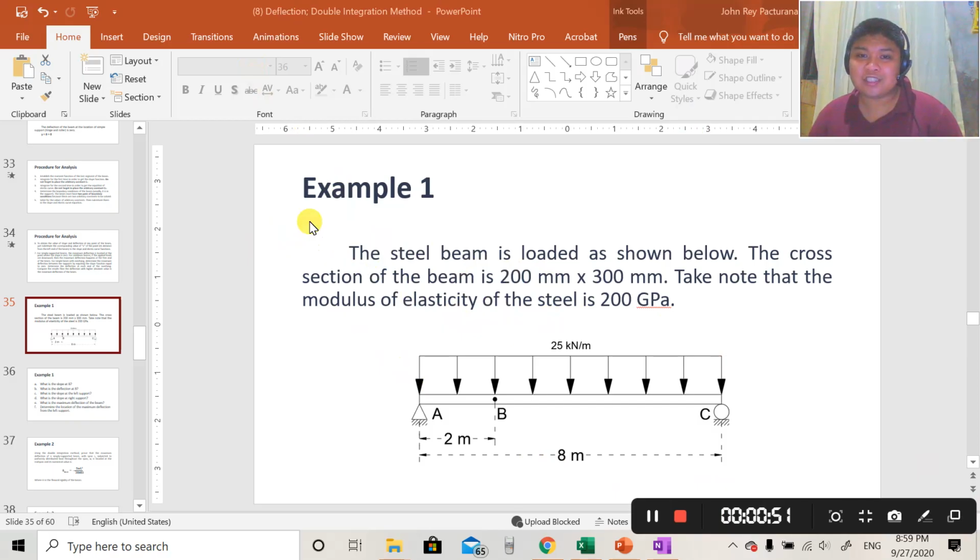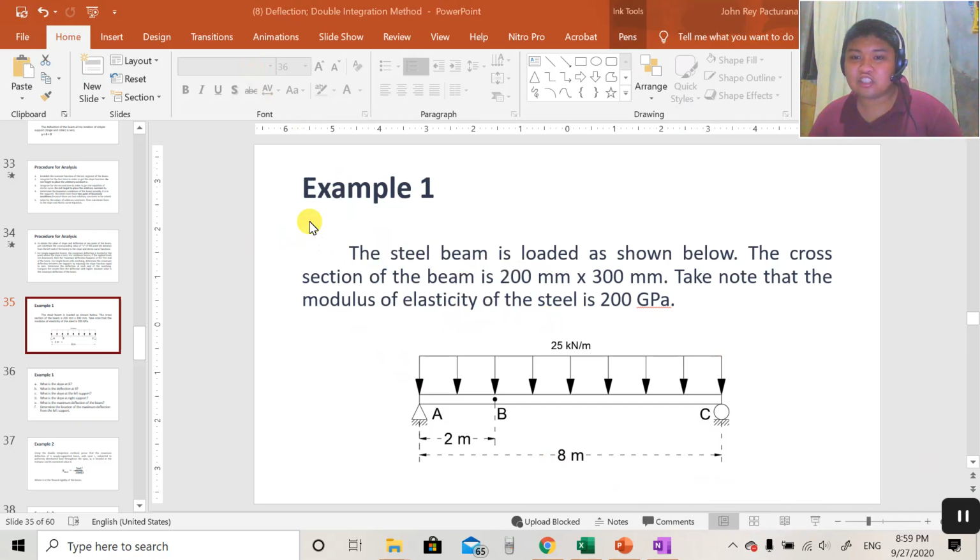So, according dito, the steel beam is loaded as shown below. The cross-section of the beam is 200 mm by 300 mm. Take note that the modulus of elasticity of the steel is 200 gigapascal. So, di ba, constant na yun na kapag bakal or steel, the modulus of elasticity is always 200 gigapascal. So, ayan yung dimension, rectangle siya, 200 by 300.